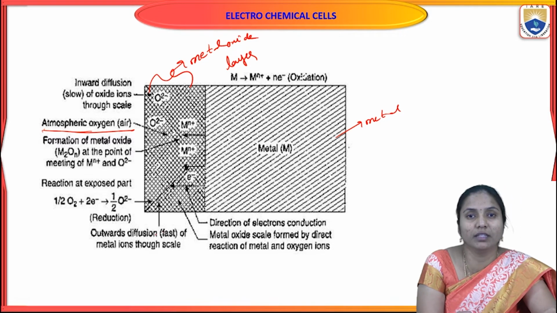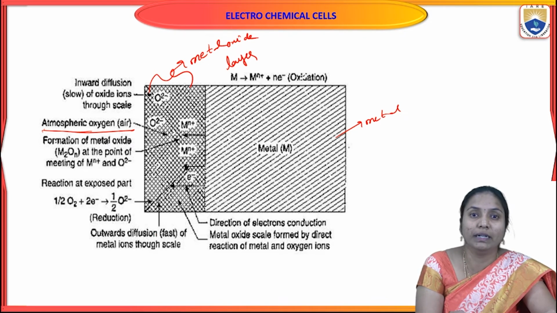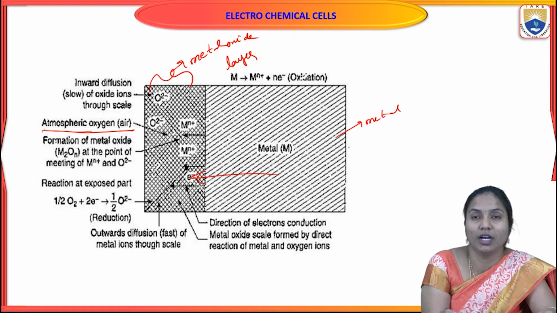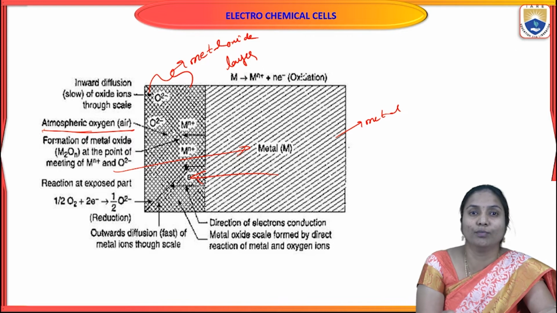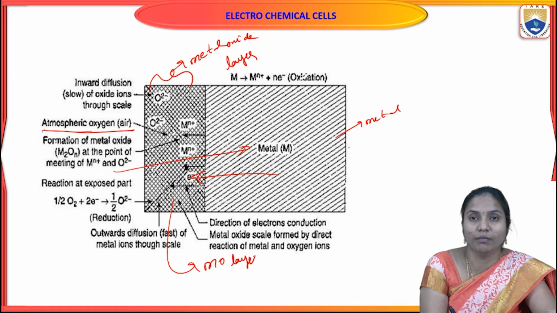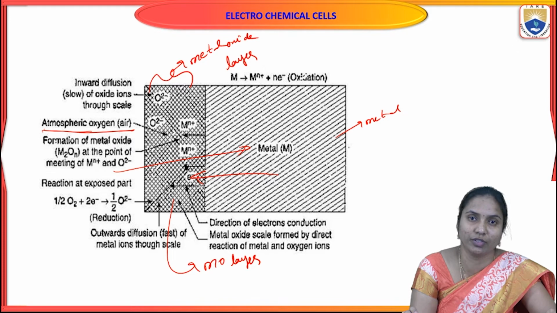So what is the mechanism involved in this? When the metal interacts with atmospheric oxygen, the metal diffuses in the outward direction and oxygen diffuses in the inward direction. So both transfers occur. Finally, it forms a metal oxide layer on the metal surface. This is the main mechanism involved in this oxidation corrosion.